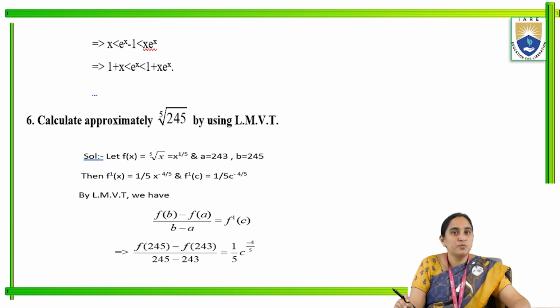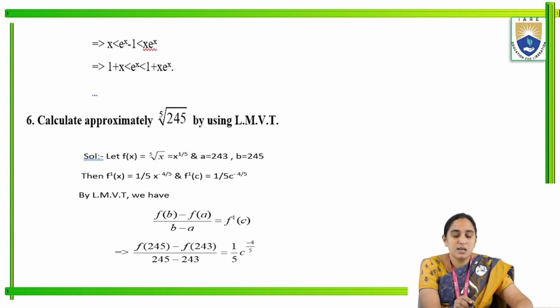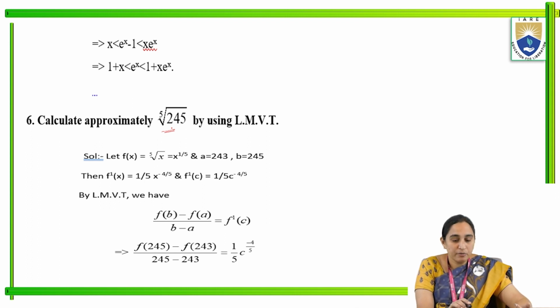Through the theorem, first we have to assume the function from the given question. What about the function here? f of x is equal to fifth root x, that means x power 1 by 5. What we are calculating is the value of 245 within the fifth root, so from that I'm assuming the function. Here I'm taking a value 243 and b value 245.